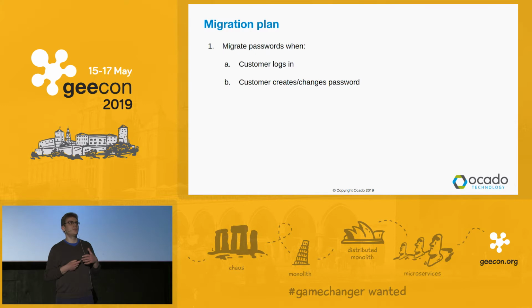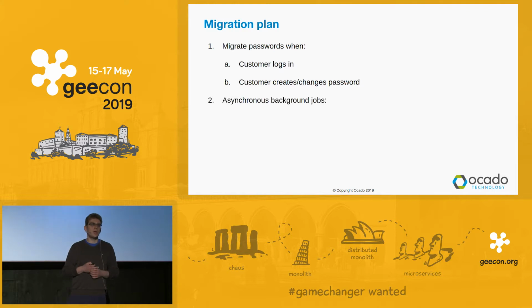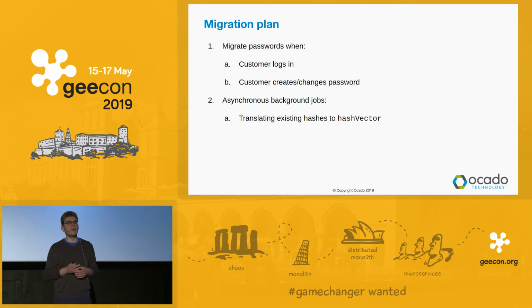So this is this situation, but we cannot really rely on a situation where 700,000 customers log in, and then we've ended the migration, right? It will take forever. Some of the customers may not log in that often. So we would like to do something in the background as well, just to speed up the process and make it secure. So we came up with some asynchronous background jobs. The first one is actually translating the existing hashes to hashVector. As I already said, for the password hasher to use the migrate method, you need to provide a hashVector.